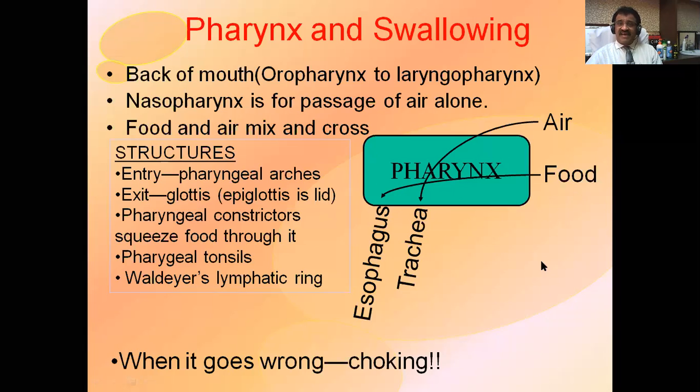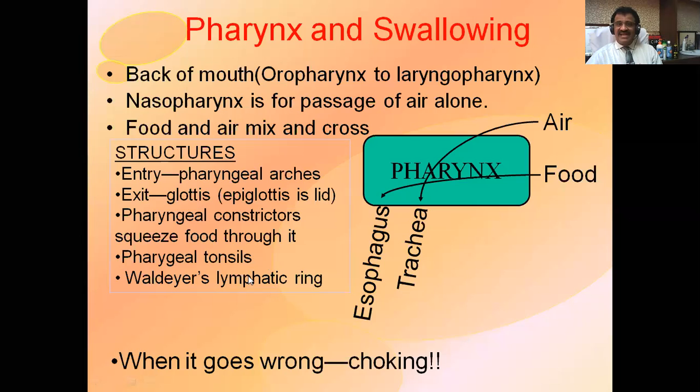Now the entry is the pharyngeal arches. The exit is the glottis, that is, the epiglottis. We call it a lid. The epiglottis closes the trachea in order to avoid entry of food into the trachea at the time of deglutition, swallowing. Pharyngeal constrictors squeeze food through it. Pharyngeal tonsils are meant for phagocytosis.